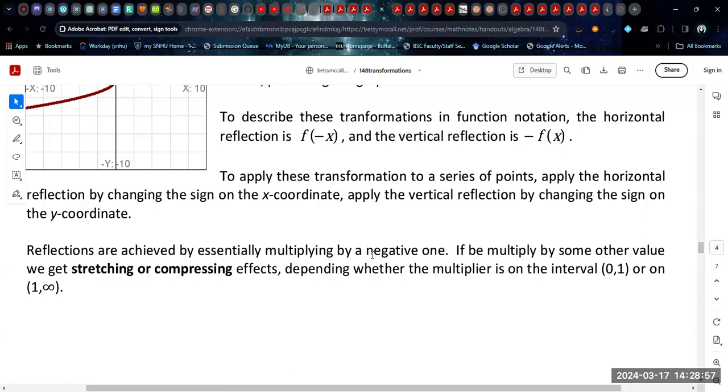We're going to apply the shifts last, and so that will make sure that we preserve the value of those shifts. Now, generally, reflections are achieved, as we said, by multiplying by a -1. But if I multiply by a small value or a large value, I'm going to get either stretching or compressing, again, depending on which side of the equation I end up multiplying on, whether I'm multiplying just the x, or whether I'm multiplying by the entire function.